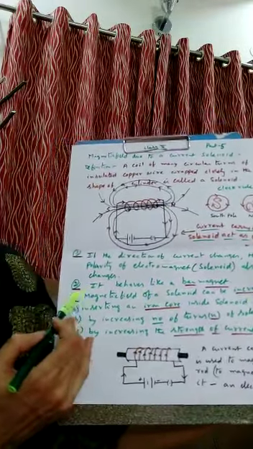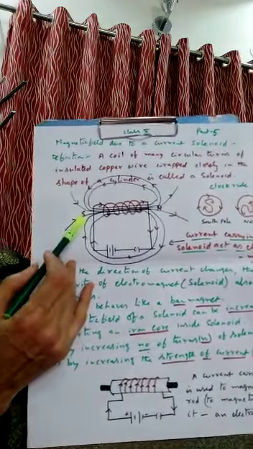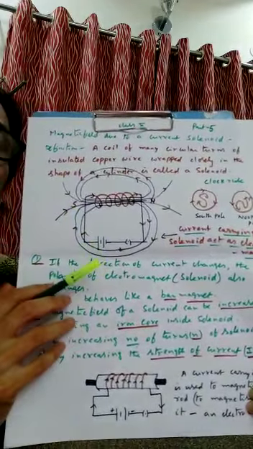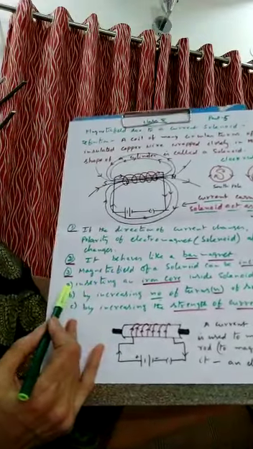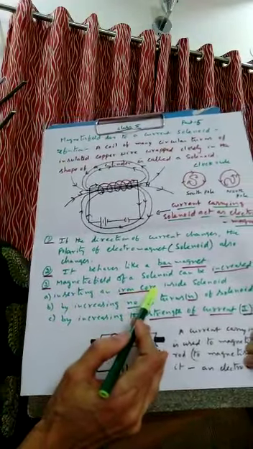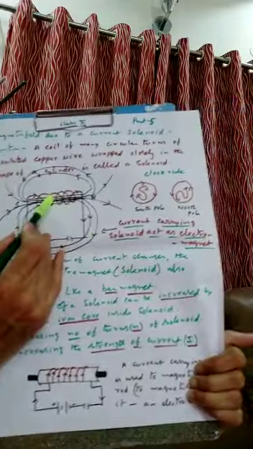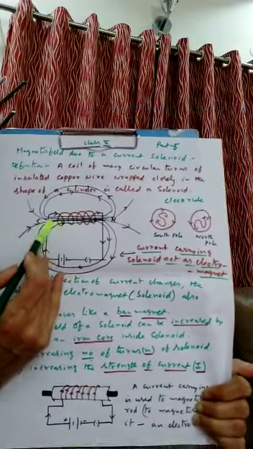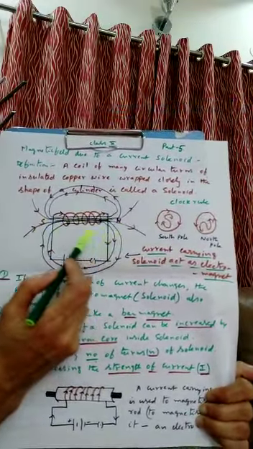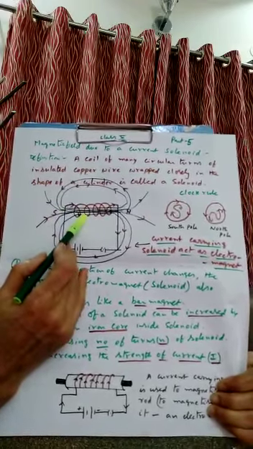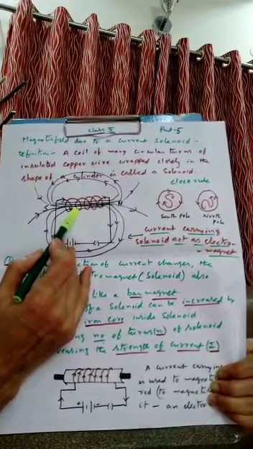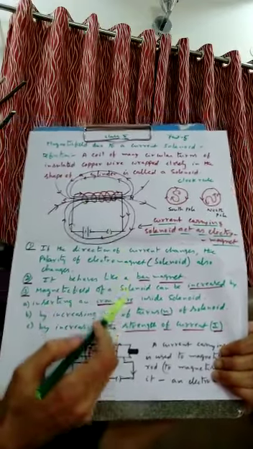Okay, the field strength can be increased. How can you increase the magnetic field induced in a solenoid? There are 3 points. Number 1, inserting an iron core inside the solenoid. Iron core or any magnetic material inserted in the form of a rod, then it will act as a solenoid. It will increase the magnetic field induced in the solenoid here.